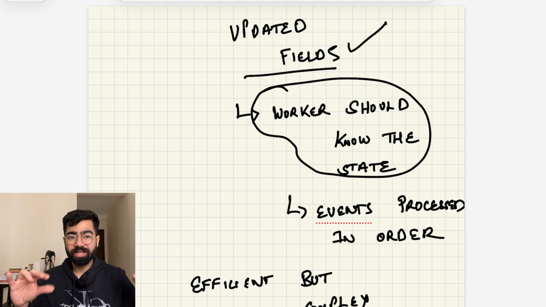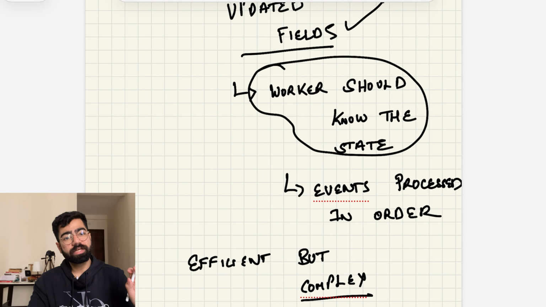That is also a possibility in SQS, but the problem with FIFO queues is that their performance is very bad and they are generally not preferred. So what other way can you use? You can use some kind of field.